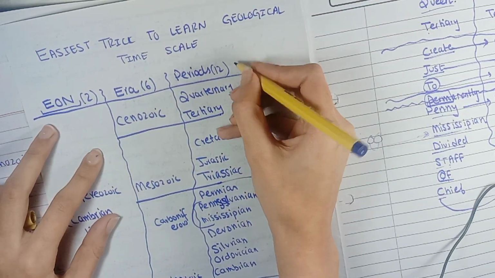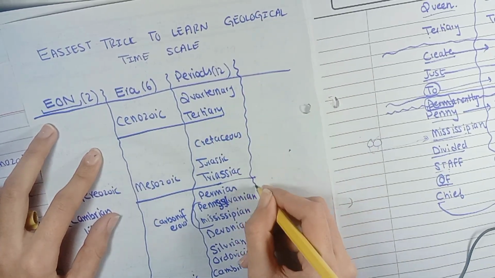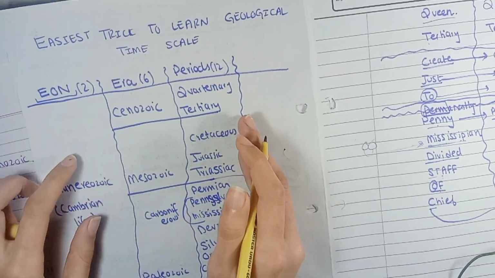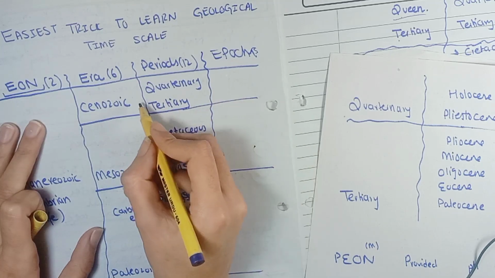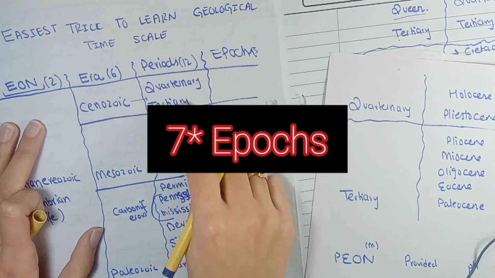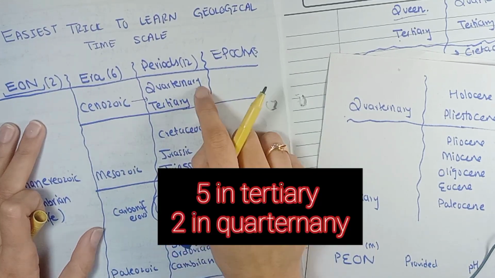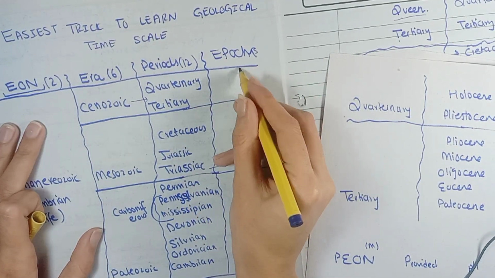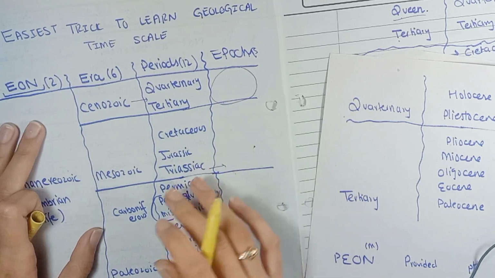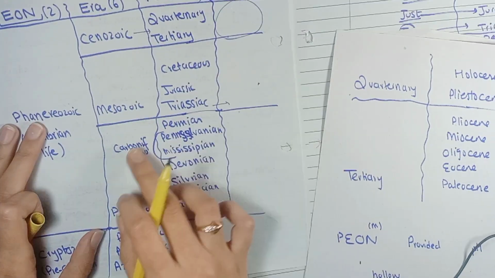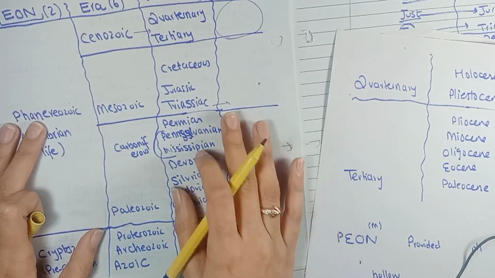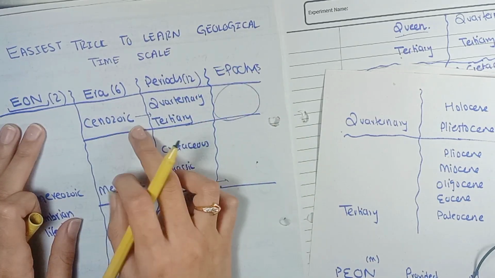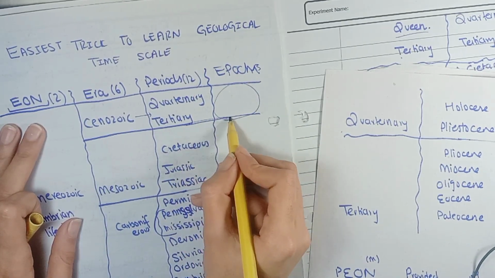Now we are going to learn the epochs, and epochs are after the periods. So then we will again draw the vertical line, and epochs only belong to the Cenozoic era. There are 6 epochs, 4 of them belong to tertiary and 2 of them belong to the quaternary period. Means the epochs are only lying here in this area. No epochs in the Mesozoic era, no epochs in the Paleozoic era. Only epochs are in the Cenozoic era, starting from the tertiary period.